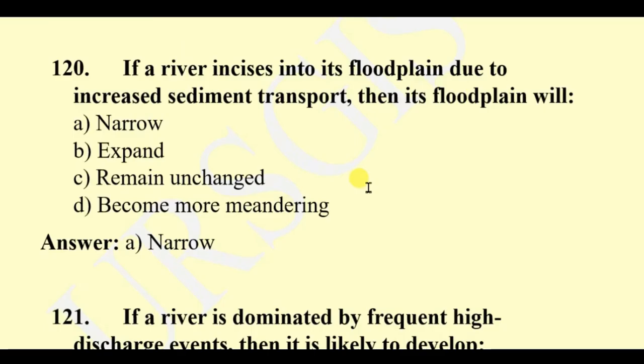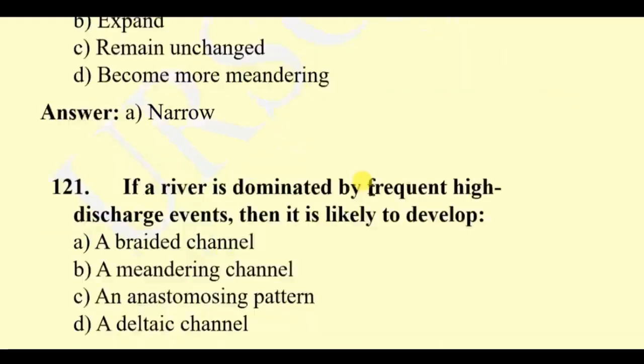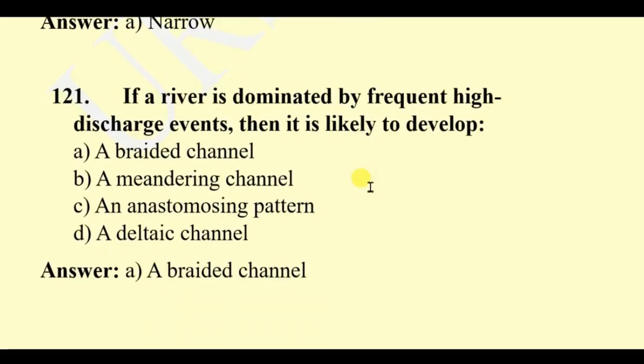Question 120. If a river incises into its floodplain due to increased sediment transport, then its floodplain will narrow. Question 121. If a river is dominated by frequent high discharge events, then it is likely to develop a braided channel, meandering channel, or anastomosing deltaic channel. It will be a braided channel.